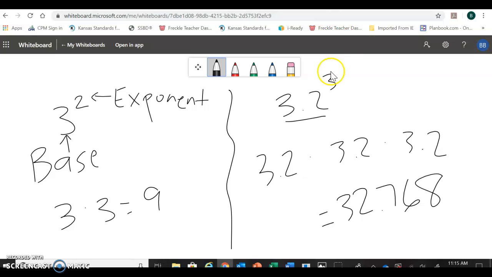So that's equal to 32.768. Cubing is very similar to squaring. The only difference is squaring is that number 2 times. Cubing is that number 3 times. And you just multiply it all the way through.